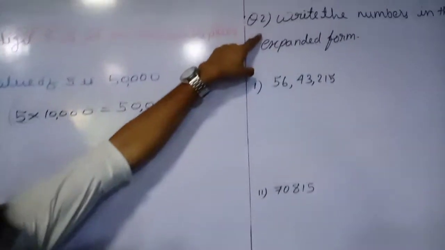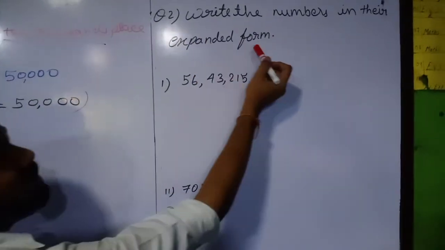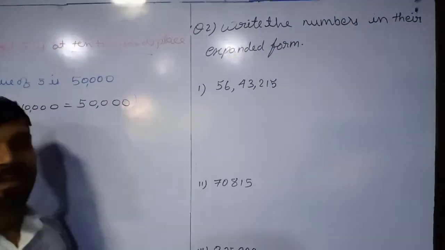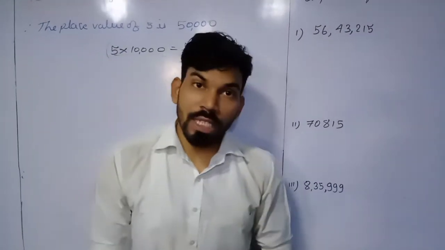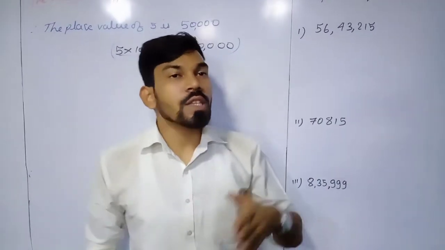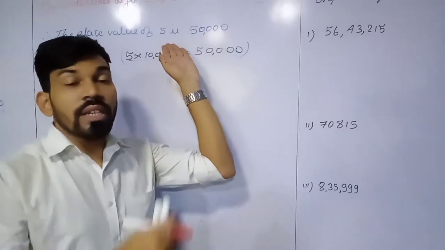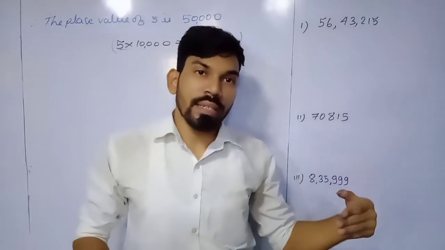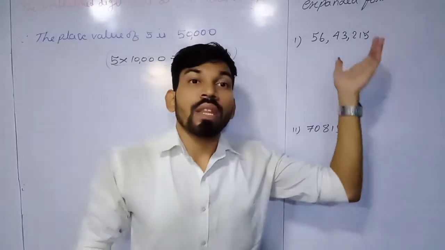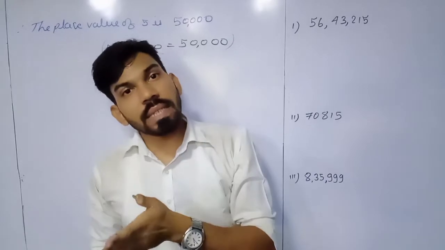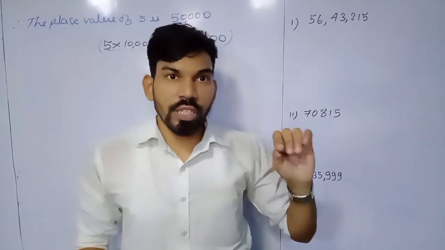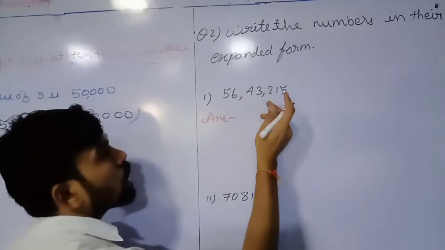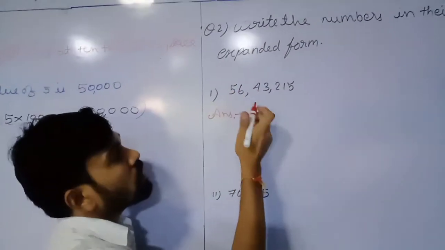Here we have question number 2. Write the numbers in their expanded form. Whenever we are talking about the expanded form, whatever we did in the previous sums, we found the place value of underlined digits only. But in the expanded form, we are going to find the place value of each digit and we have to show it by addition. See. Answer. Now always we have to start from here.